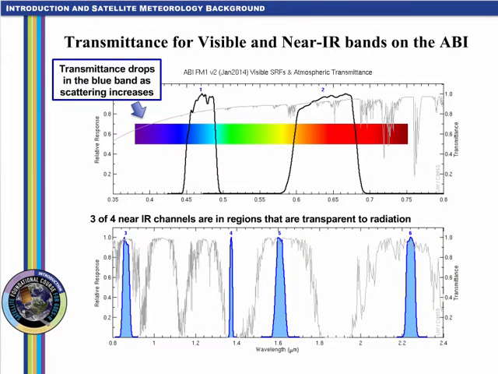This shows the 2 visible and 4 near-infrared channels on ABI that are used to discern reflectance from the surface and from aerosols. The thin blue line shows transmittance. Small amounts of scattering and absorption occur in bands 2, 3, 5, and 6. That is the red band at 0.64 microns, the veggie band at 0.86 microns, the ice band at 1.6 microns, and the cloud phase band at 2.2 microns.